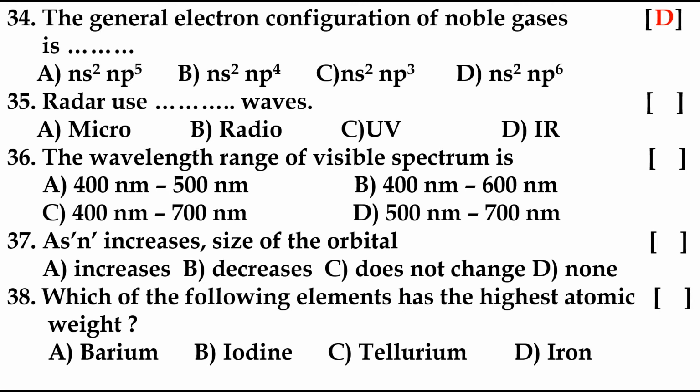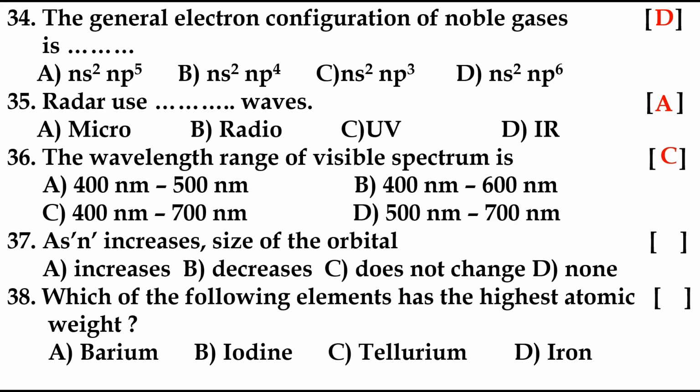35. Radar uses dash waves. A. Micro, B. Radio, C. UV, D. IR. Answer is option A, microwaves. 36. The wavelength range of visible spectrum is dash. A. 400 nanometer to 500 nanometer, B. 400 nanometer to 600 nanometer, C. 400 nanometer to 700 nanometer, D. 500 nanometer to 700 nanometer. Answer is option C, 400 nanometer to 700 nanometer.